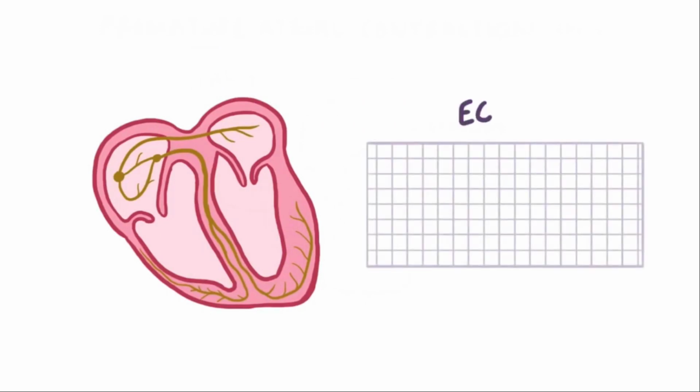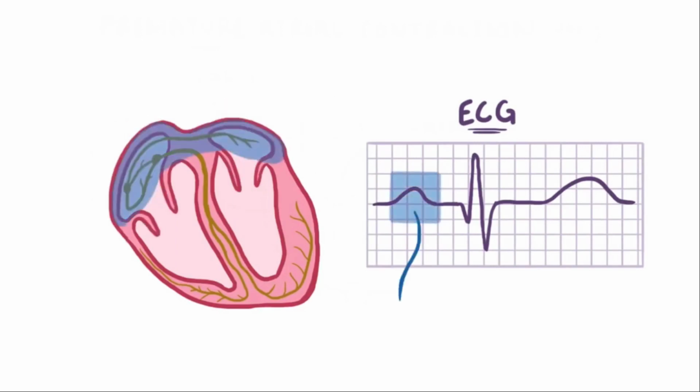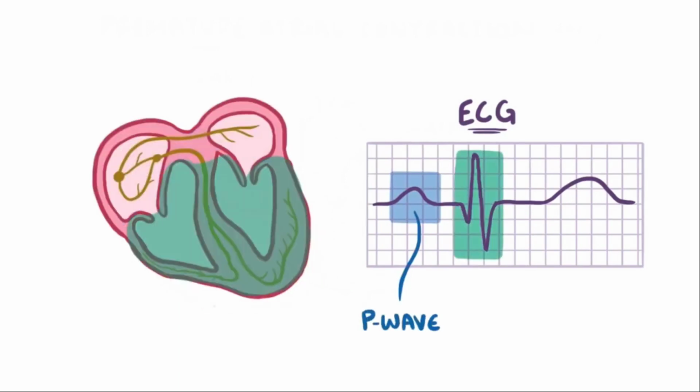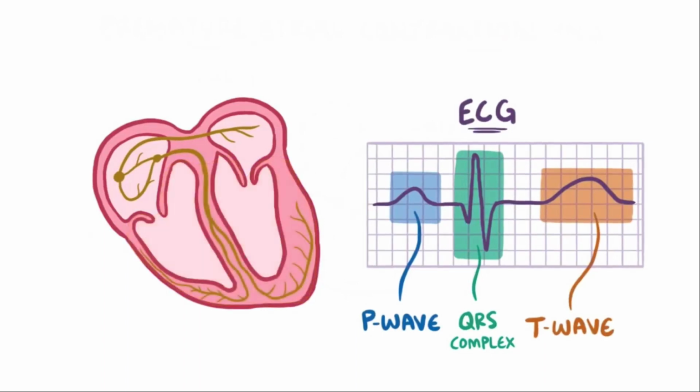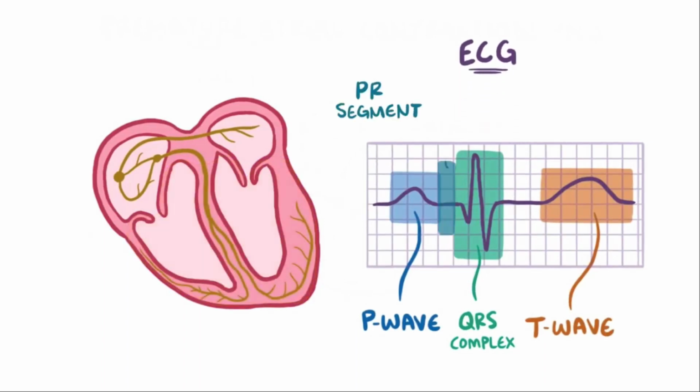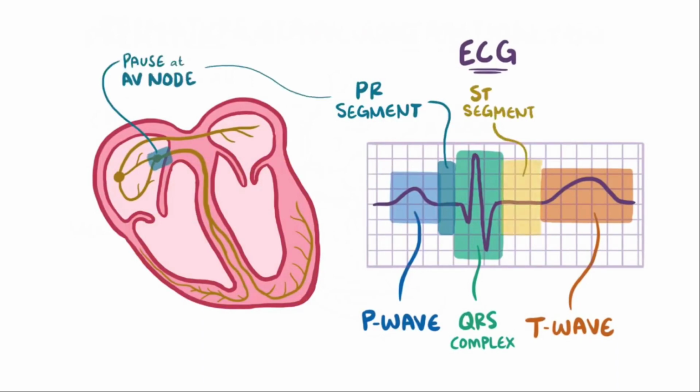On an electrocardiogram, or ECG, which measures the electrical activity of the heart via electrodes that are placed on the skin, the atrial depolarization, and therefore its contraction, is seen as a P wave. The ventricular contraction is seen as a QRS complex, and the ventricular repolarization, and therefore its relaxation, is seen as a T wave. This empty space here is called the PR segment, and it corresponds to the pause in the AV node. And this one is called the ST segment, and it corresponds to the interval between ventricular depolarization and repolarization. And this one's called a TP segment, which represents the heart's quiet time when the cells are finished repolarizing and are ready for another signal.